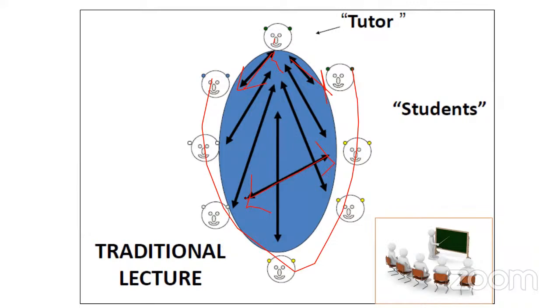Like for this class, I am teaching active learning, but I myself am teaching in the passive learning way, because whatever I am giving you, you are just digesting it. There is less scope for interaction. Even you are not interacting with your peers. That's the scheme of this traditional learning.